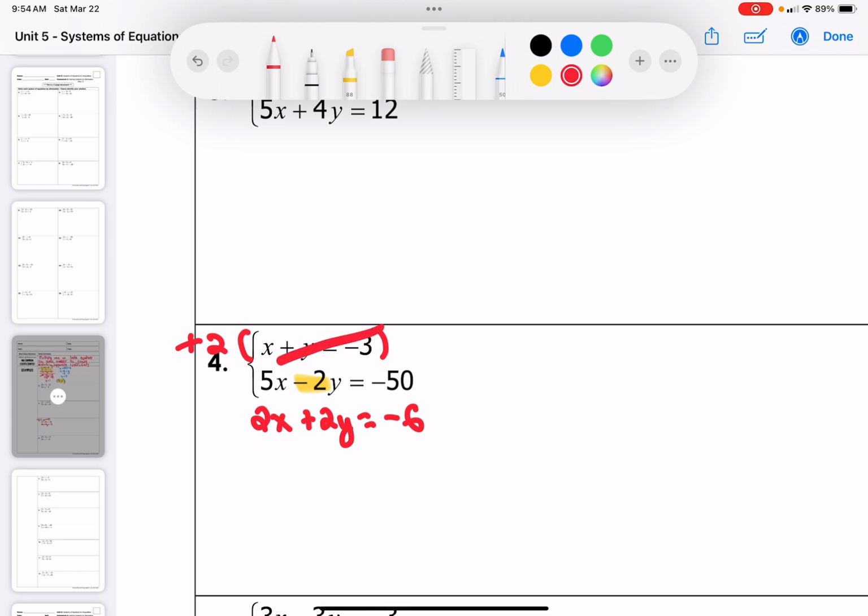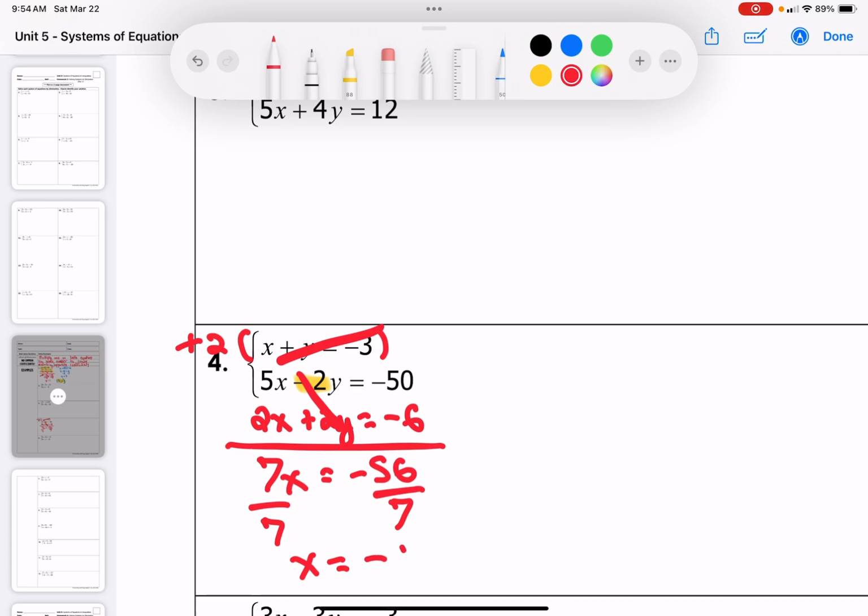I'm only looking at my bottom two. So now let's combine these two expressions. 5x plus 2x, that's going to give me 7x. Negative 2y plus 2y, that's going to give me 0. That cancels. And I'm left with negative 50 minus 6, which is negative 56. Divide both sides by 7, and my x is going to give me negative 8.